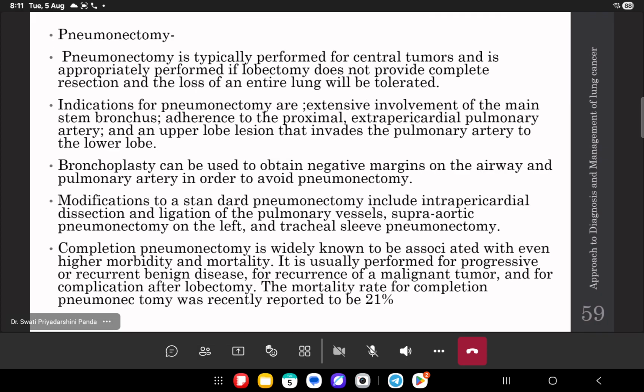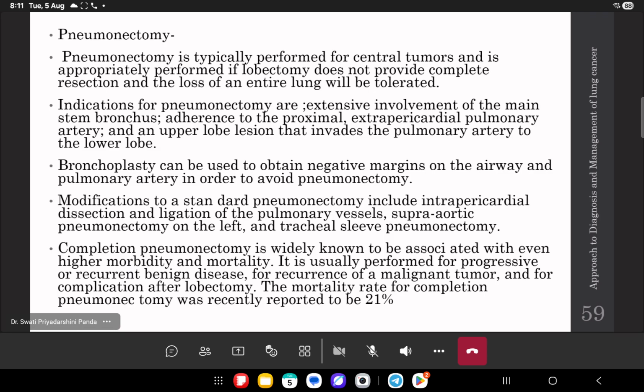Pneumonectomy is typically performed for central tumors and is appropriately performed if lobectomy doesn't provide complete resection and the loss of an entire lung will be tolerated. Indications are extensive involvement of the mainstem bronchus, adherence to the proximal extrapericardial pulmonary artery, and an upper lobe lesion that invades the pulmonary artery to the lower lobe. Bronchoplasty can be used to obtain negative margins on the airway and pulmonary artery in order to avoid pneumonectomy. Modifications to a standard pneumonectomy include intrapericardial dissection and ligation of the pulmonary vessels, supraaortic pneumonectomy on the left, and the tracheal sleeve pneumonectomy.